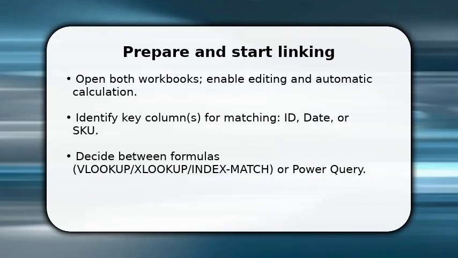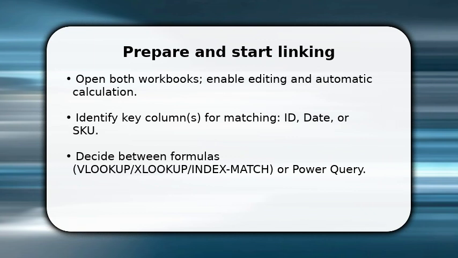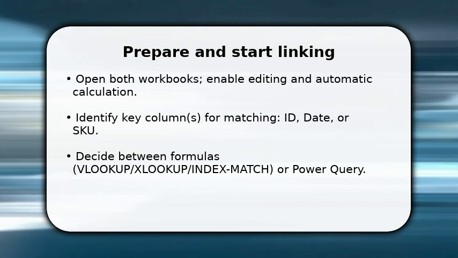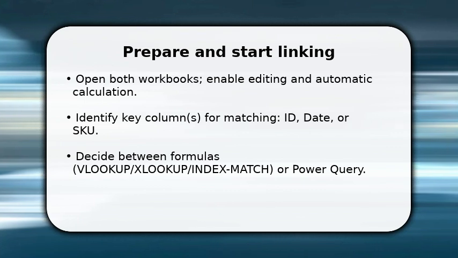You begin by opening the source and destination sheets and enabling edits so links update. Once open, locate the key column, an ID, SKU, or date that uniquely matches rows because accurate matching prevents errors downstream. Next, choose your method: a simple VLOOKUP or XLOOKUP for one-off links, index match for robust lookup flexibility, or Power Query when you need repeatable imports.